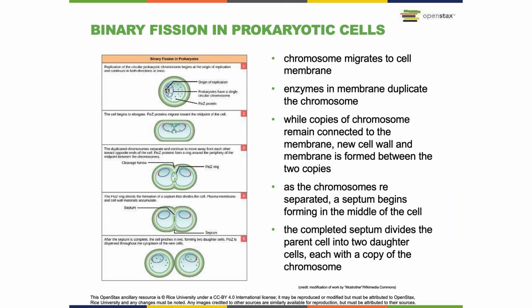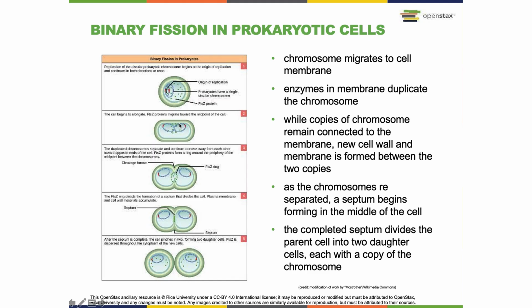First, in a prokaryotic cell, there's only one chromosome. So we don't need to have the big complex mitotic spindle. What happens instead is when it's time to reproduce, the chromosome migrates to the cell membrane. And in the cell membrane, enzymes are going to copy the chromosome and make two complete new copies that are going to stay attached to the cell membrane.